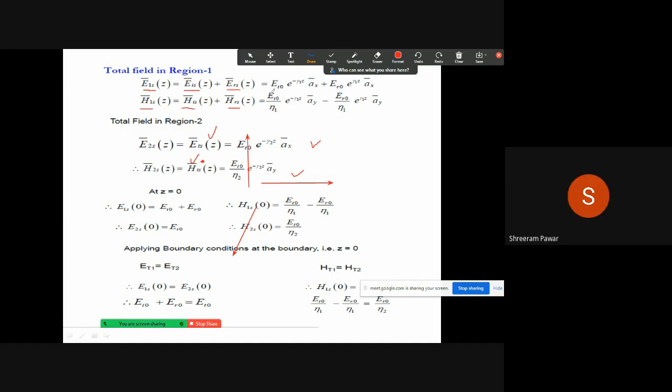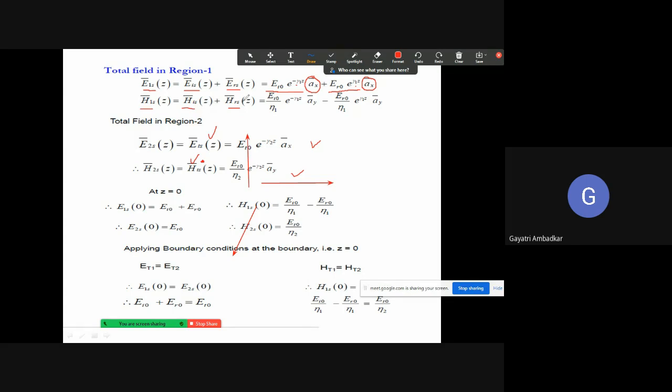Yes, Miss, got it. So EIS, the incident, we will represent by EI0 e raised to minus gamma 1Z, and in the reverse direction we will indicate by ER0 e raised to plus gamma 1Z. Both are in medium 1, so we have written gamma 1 over here. We have considered that the E field is in the X direction, that is why we wrote AX bar here, indicating the direction. Now look at the H field, same thing. It is the sum of the incident H field and the reflected component of the H field.